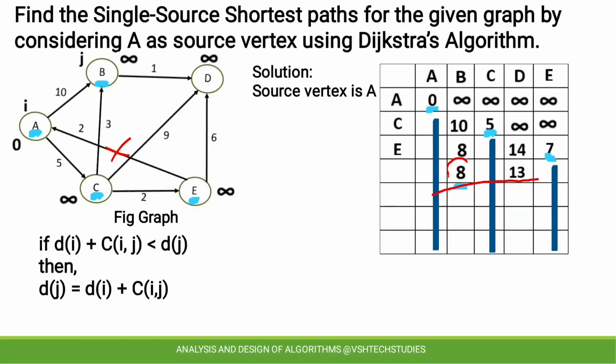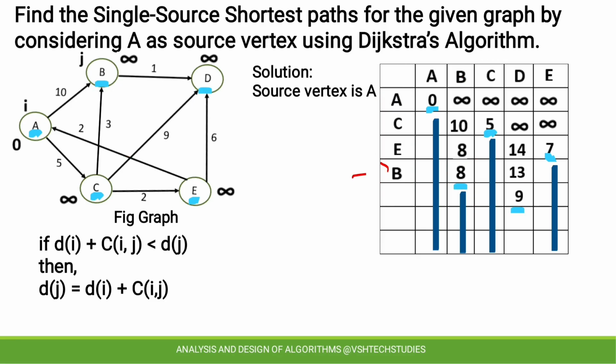Among these two, 8 is the minimum. It is with respect to B. So B is marked here. B is added to the visited node list, and a line is drawn under B here to indicate that the step is over. Okay.